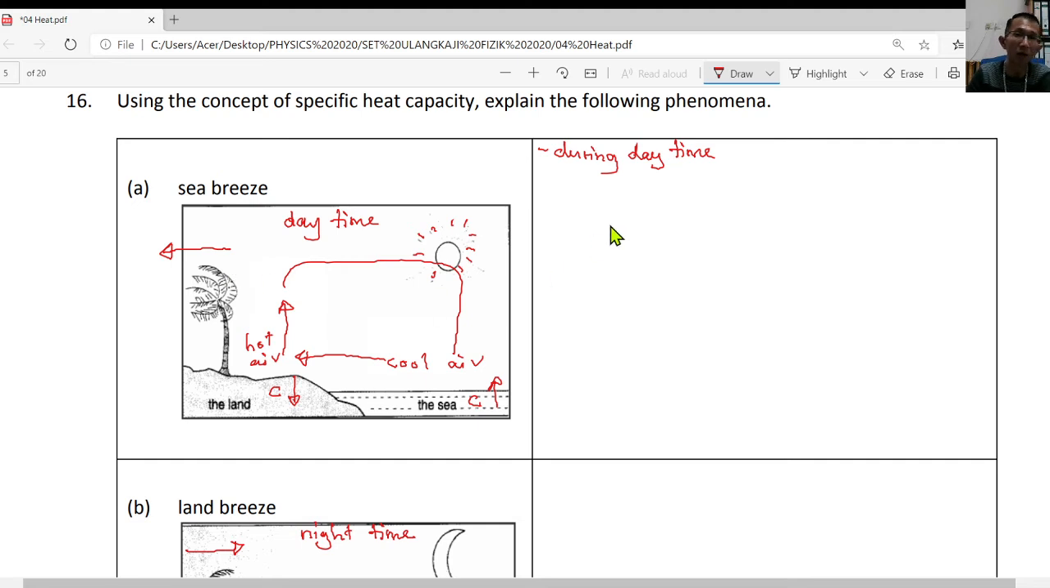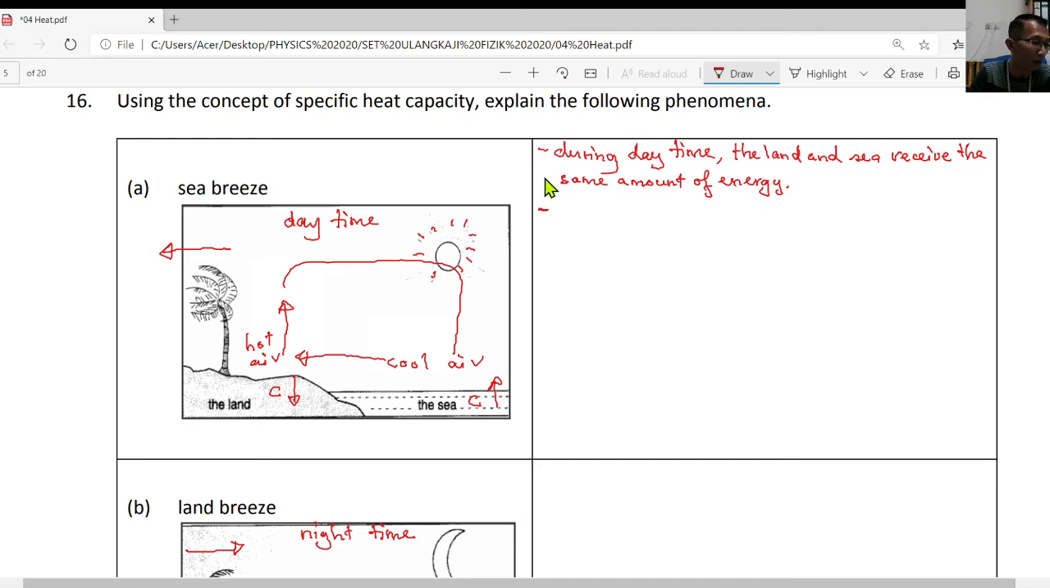Do you understand that? So let us write the answer. During daytime, the land and sea receive the same amount of energy. That is point number one. This energy is from the sun.